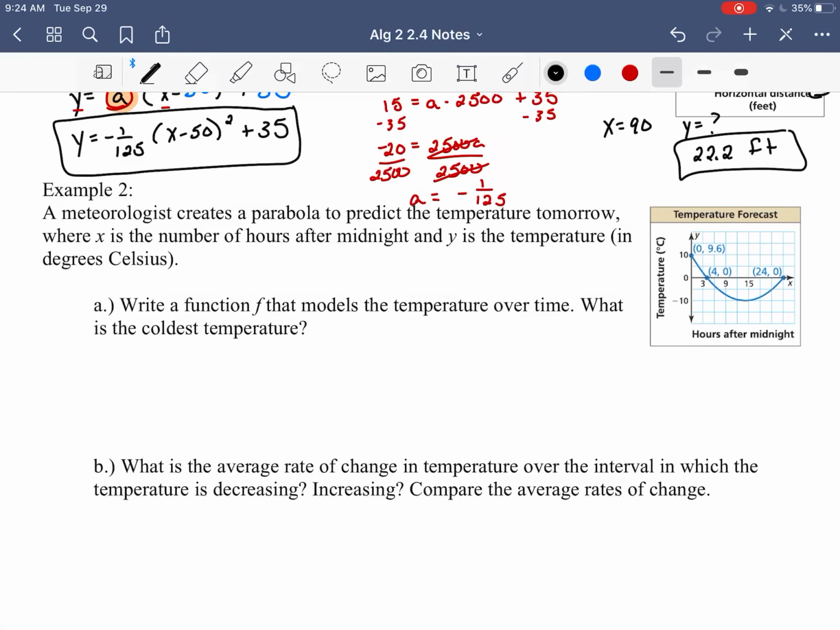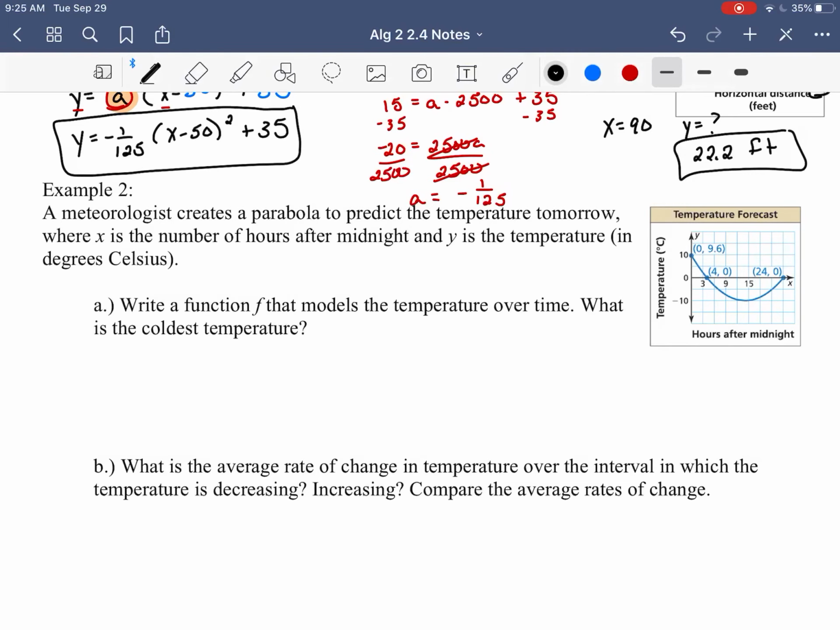So here in example 2, we're going to use intercept form. Here we have a meteorologist who creates a parabola to predict the temperature tomorrow, where x is the number of hours after midnight. So there's 3 hours after midnight. Looks like we're counting by threes. And y is the temperature in degrees Celsius. We want to write a function that models the temperature over time and then find out what is the coldest temp. So we want to first of all create a model for this.